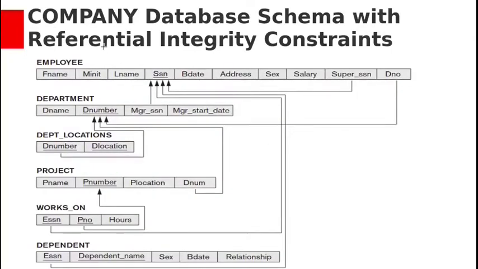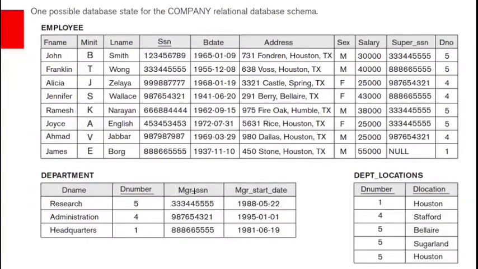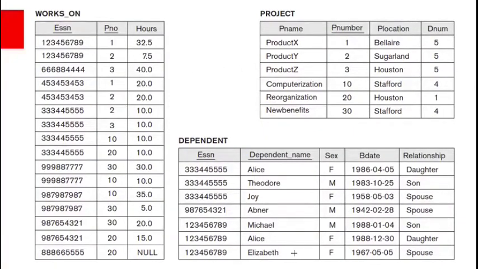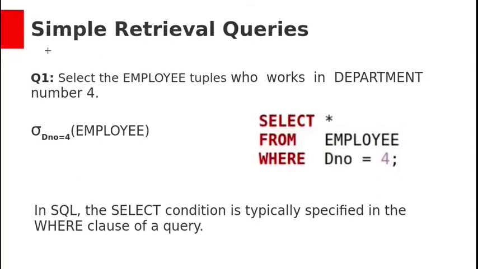In our previous class, we created this company database schema with all constraints. We entered this data into our company database. This company database we are going to use in relational algebra and SQL queries. Let's see some simple retrieval queries based on select and project operators in relational algebra. Let's see the first query. Select employee tuples who work in department number 4.